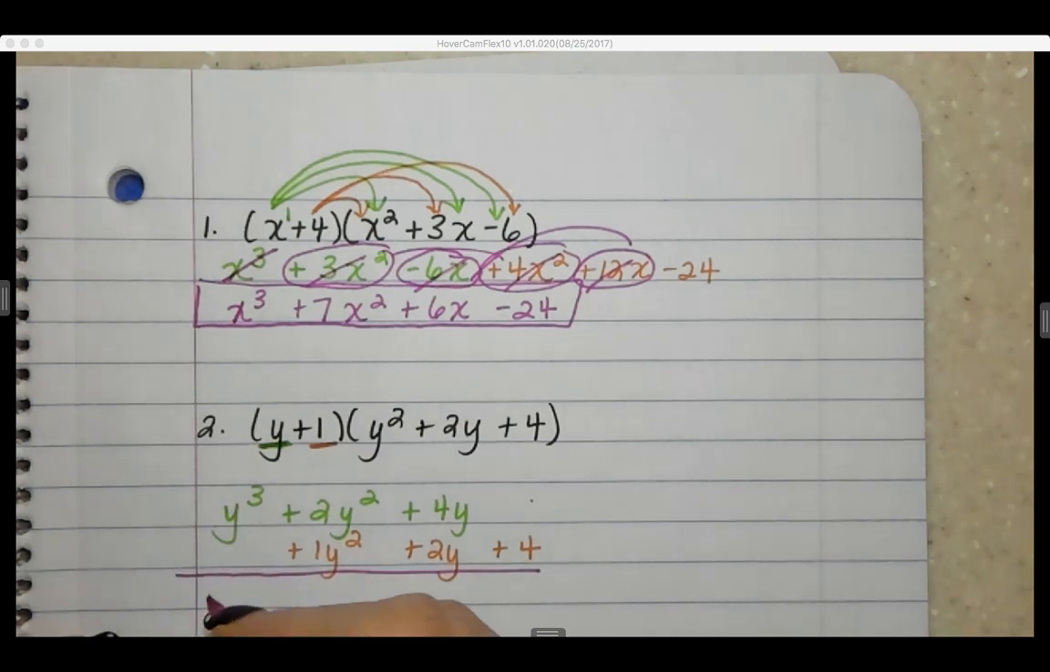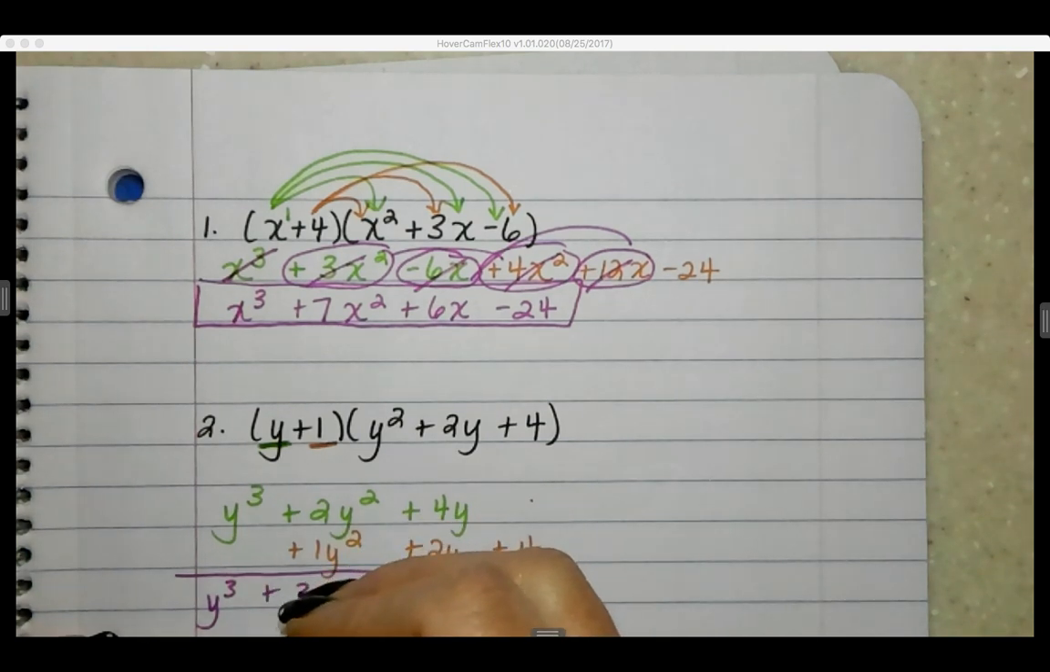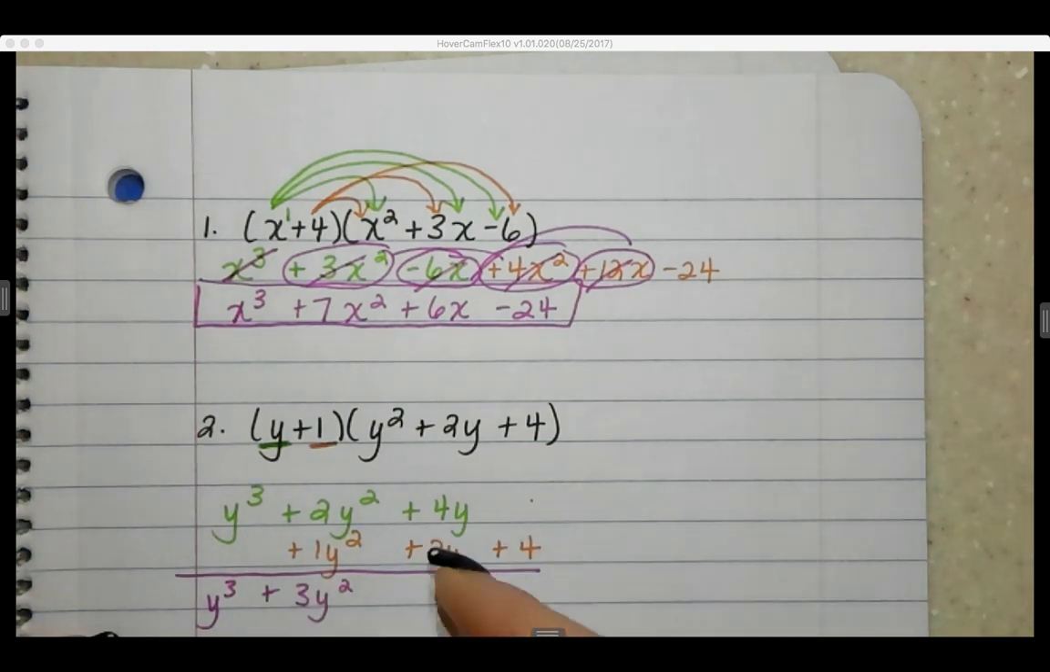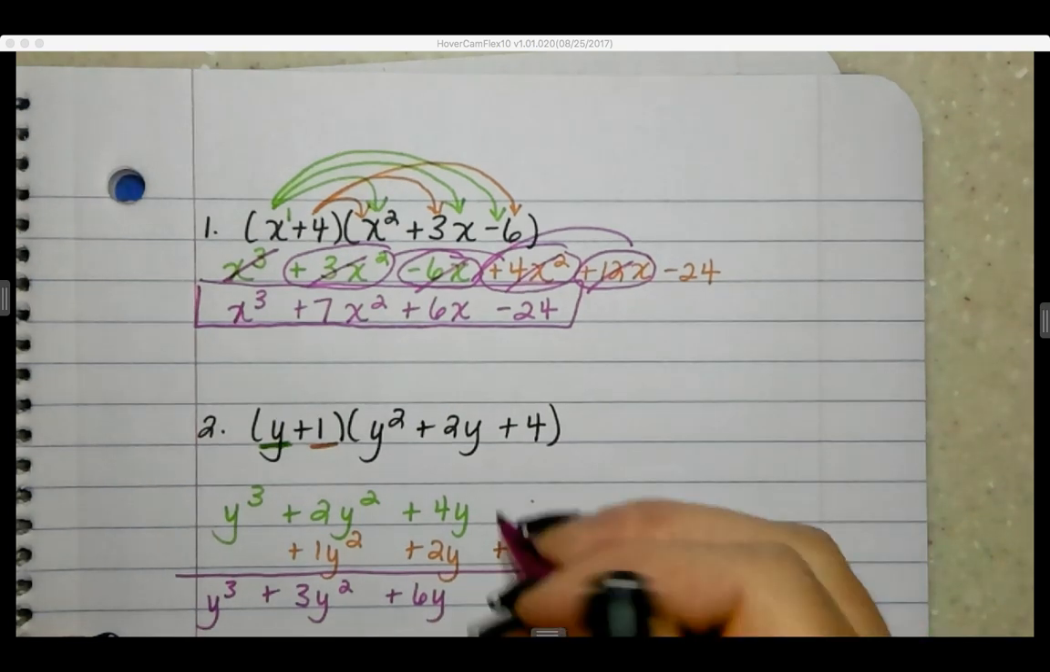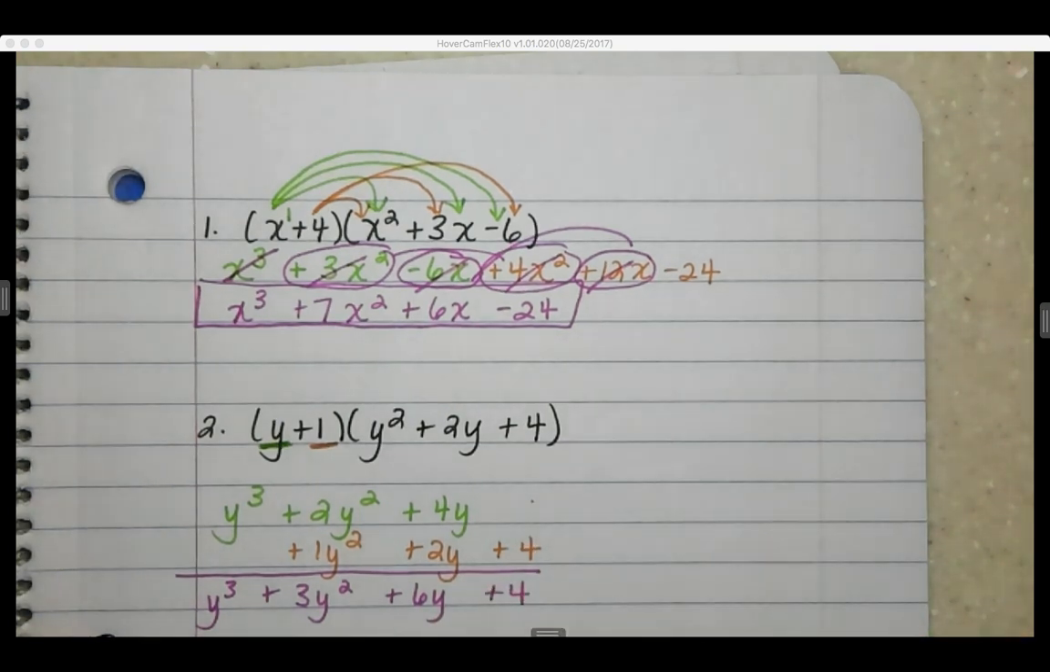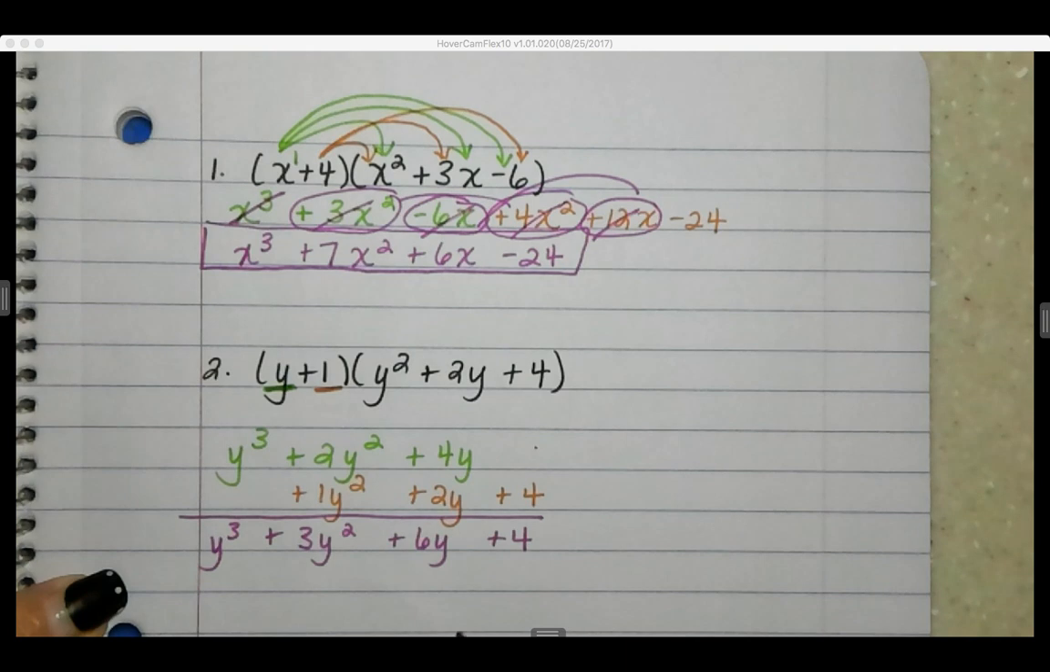This one obviously has nobody else to combine with. That's going to make 3 y squareds. That's going to make 6 y's. And this column just makes positive 4, right? So you create like an addition problem with kind of like place values. And it's already in standard form, which is awesome.